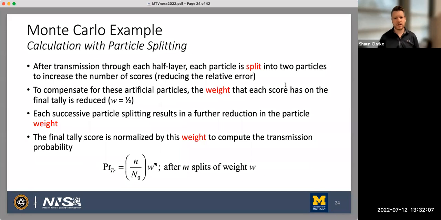So what do I mean by that? What we could do is, after transmission through each half layer, we could split every particle that's transmitted into 2 particles, okay? Clearly that's violating the notion that half the particles should be absorbed. However, if when we do this splitting, we reduce the weight of the particle, so if we split into 2, we reduce the weight to 1/2, and if we include this weight in our calculation at the end, we can preserve the mean while increasing the number of scores. Okay, so the mean gets preserved because of this weight, W to the M power here. The mean gets preserved, and N also increases, meaning that our 1 over root N uncertainty decreases.